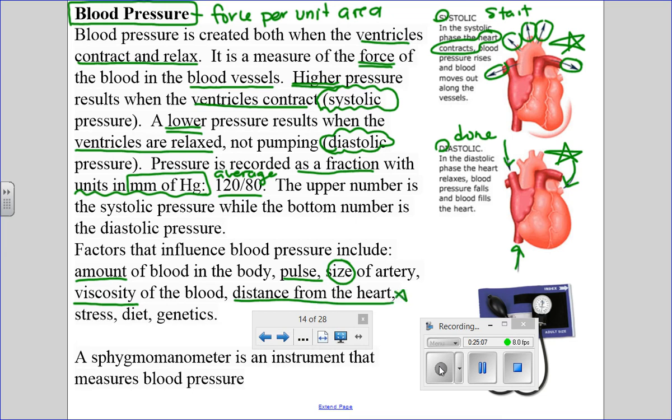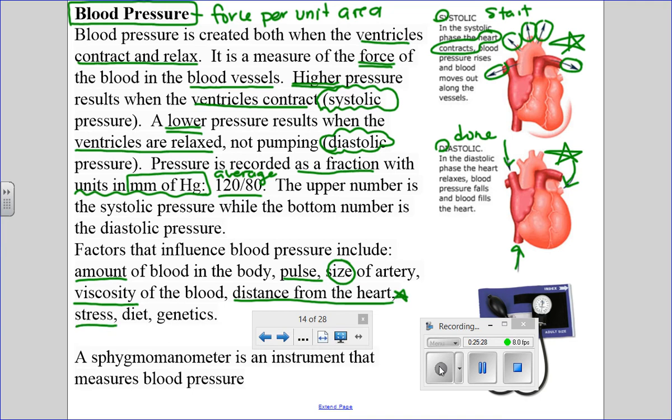Distance from the heart. So when we measure someone's blood pressure, we measure their arm. And the reason we measure their arm is because it's relatively close to your heart. We would not measure someone's blood pressure in their foot because that is about as far away from your heart as you can get, and it would not give us as accurate of a measurement.